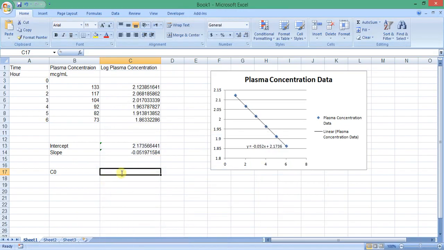So here we will insert an equation equals 10 to the power, using Shift and 6, and then we select the cell containing the intercept and press enter. This is the value of the concentration at 0 time, 149, and it has the same unit as other plasma concentrations, microgram per milliliter.